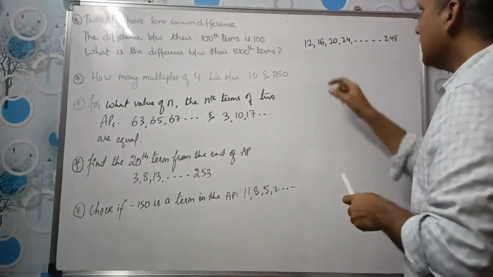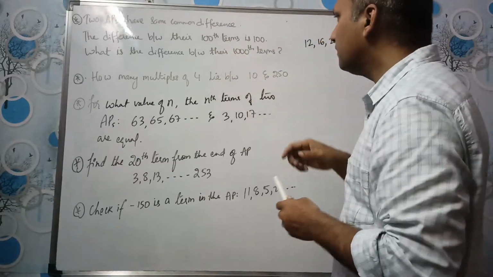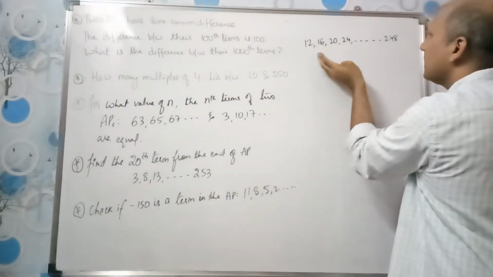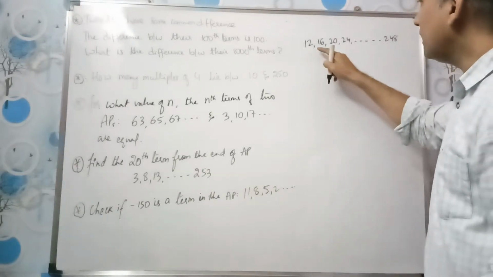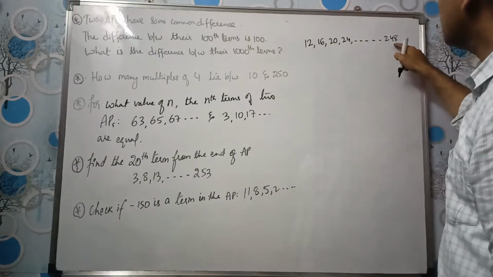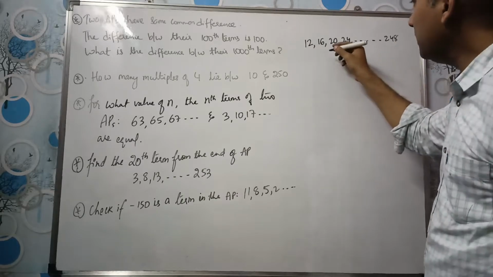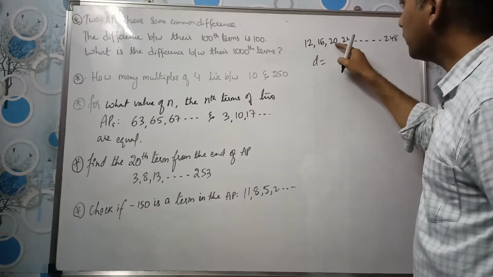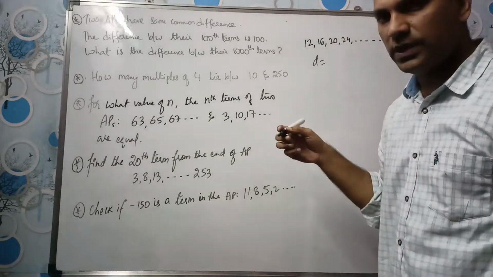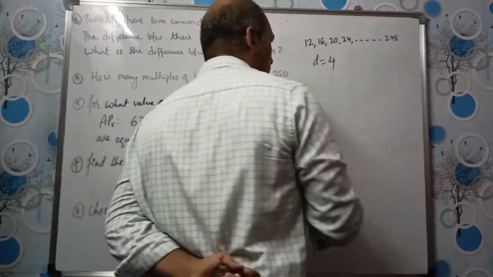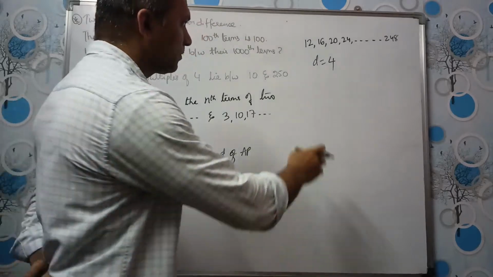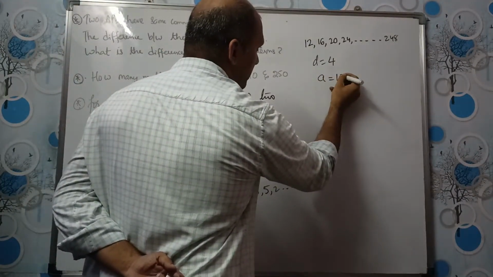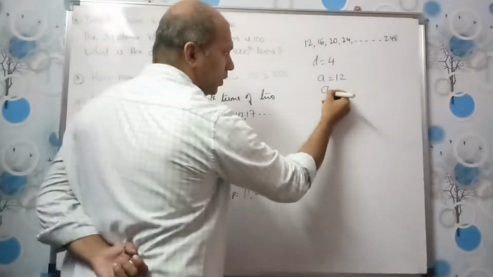Alright. Now how many multiples of 4 lie between this? So he is asking us how many terms are there in this series. So 12, 16, 20, 24 and so on, 248. This is an AP. Common difference is what? It is equal to 4: 16 minus 12, 20 minus 16, 24 minus 20, it is equal to 4. Now what is the value of a? a is equal to 12. What is an?